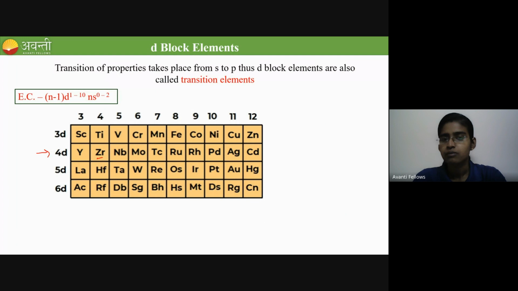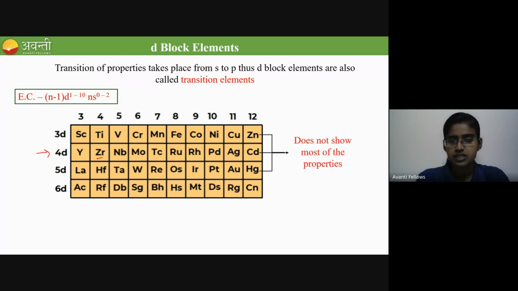But the last group, that is group number 12, zinc, cadmium, and mercury, these 3 elements do not show most of the properties of the transition elements. So zinc, cadmium, and mercury are not called transition elements, but they are D block elements. So why are they not called transition elements?